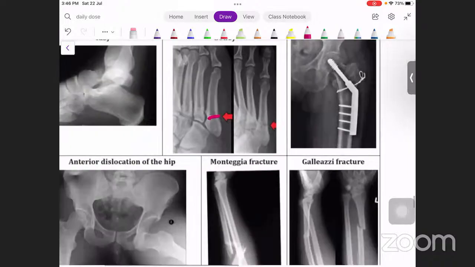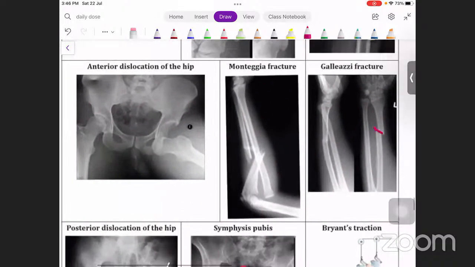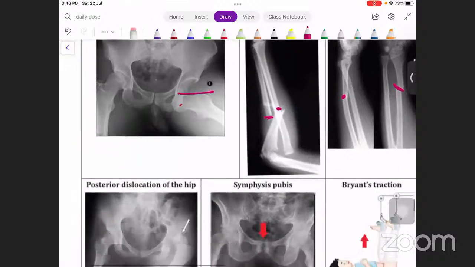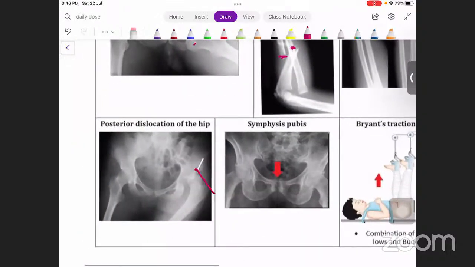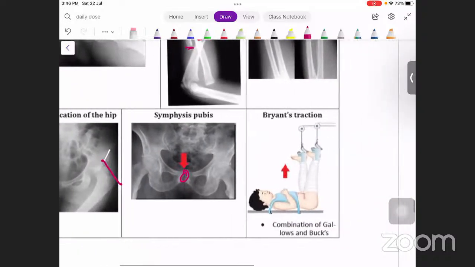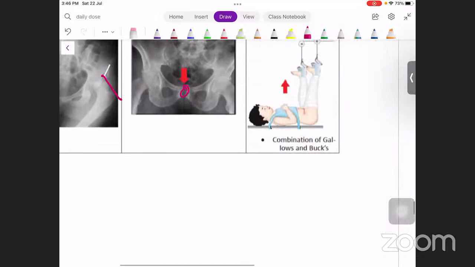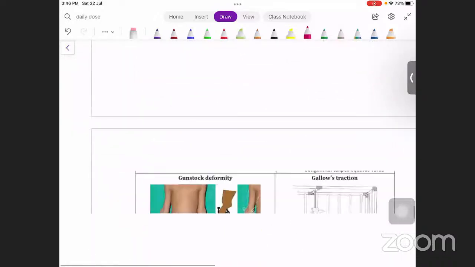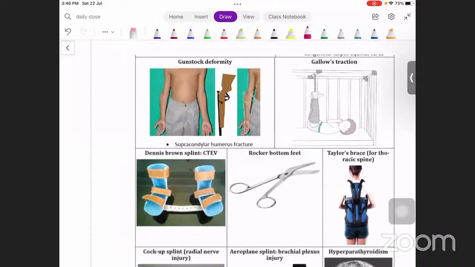And you have a dynamic hip screw, Galeazzi fracture, Monteggia fracture, and anterior dislocation of the hip, posterior dislocation of the hip, and a symphysis pubis X-ray image. And a Bryant's traction, which is used for gallows, and Buck's, and gunstock deformity, supracondylar fracture of your humerus.